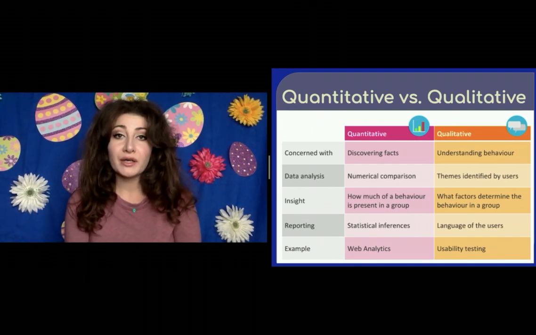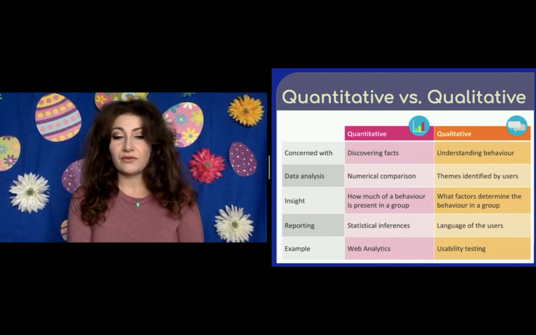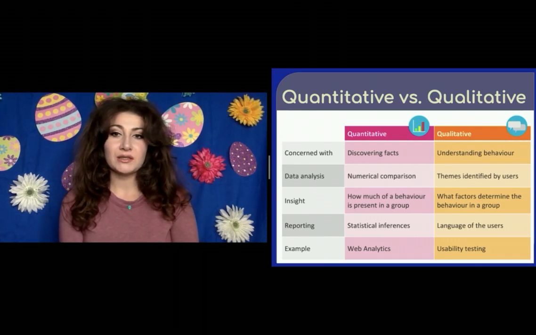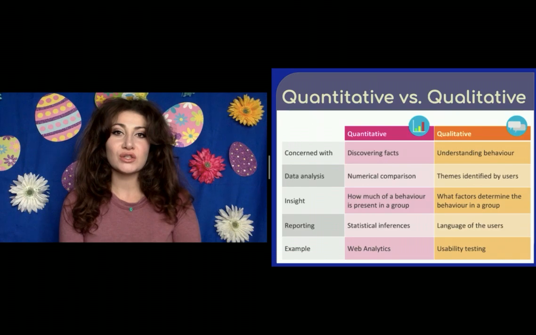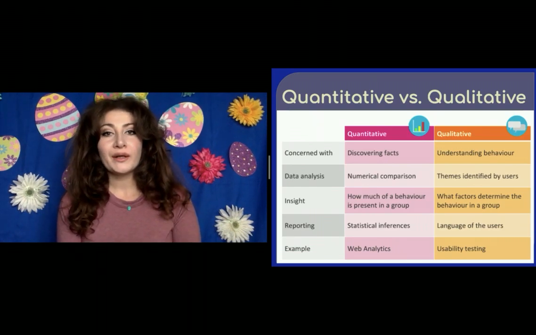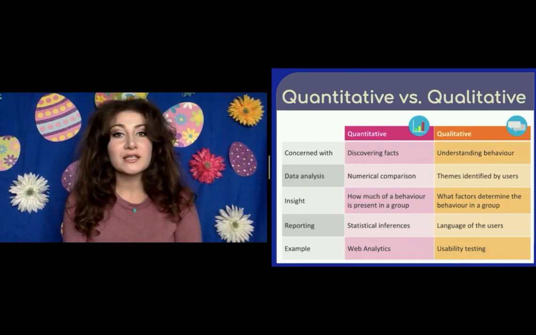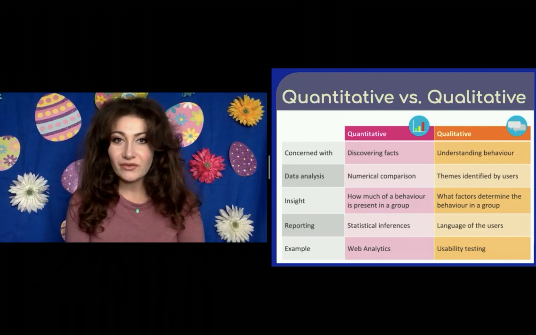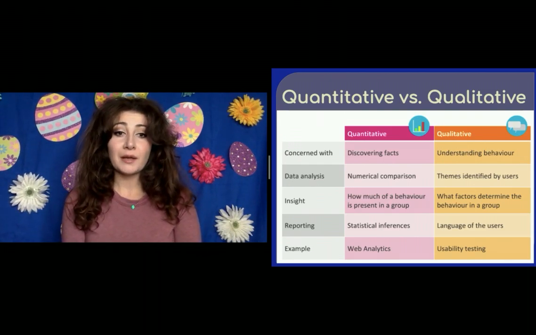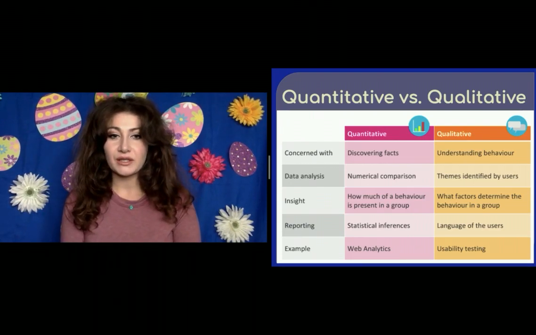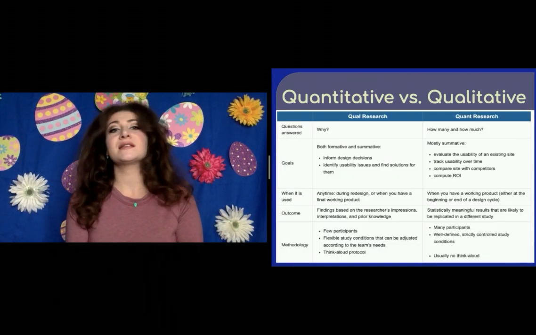And then when you're actually reporting your results for these two different methods, for qualitative methods, you're typically talking in the language of the users, right? What did the users say? What are some memorable quotes, or what are some things that actually stood out to you as the researcher? When you're doing quantitative research, you're mainly depending more on statistical significance, inferences, numerical comparisons, averages, things like that. An example of a quantitative method would be looking at analytics for a particular website. And of course, usability testing is a common one that we talk about in qualitative testing.